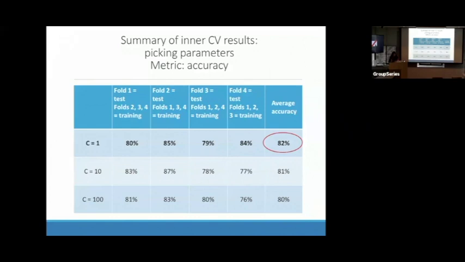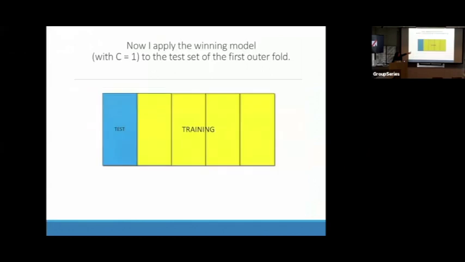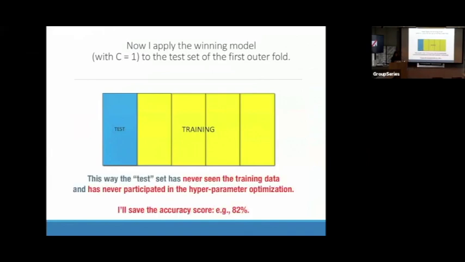Now, this was done on my inner yellow set, and so my winning model, I can apply to the test fold. The test fold doesn't know anything about this process, so it's fair. I can see how well my model with the optimized parameter C equal 1 that I got from this side does on this test fold. So I'll get the number, let's say that here I also find 82%. Take this number, set it aside. Now what should I do next?